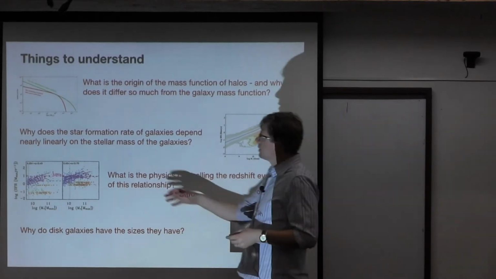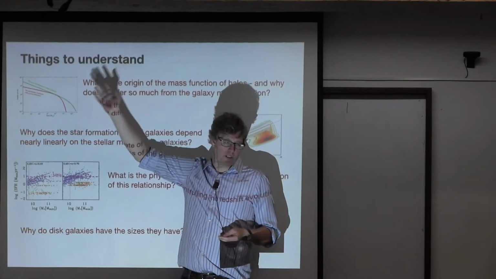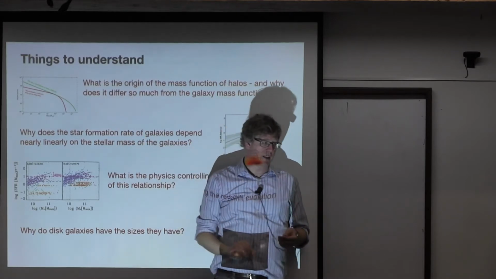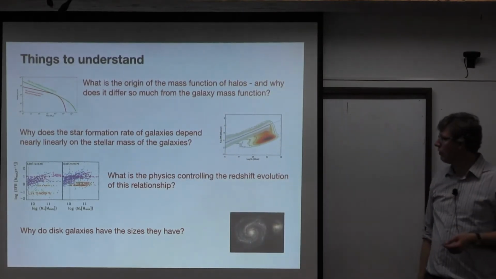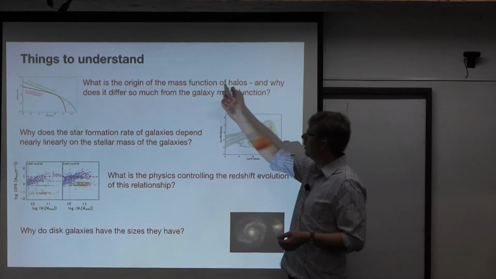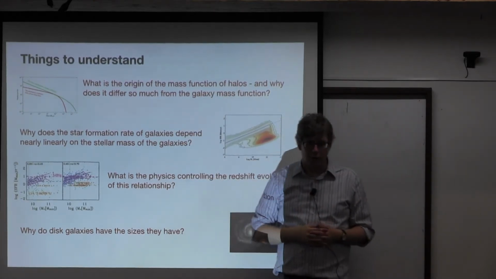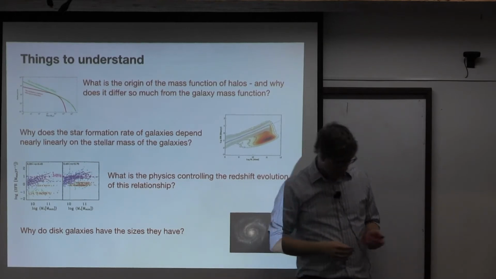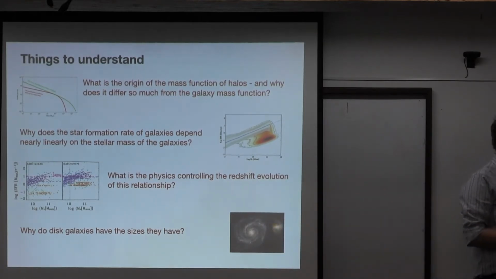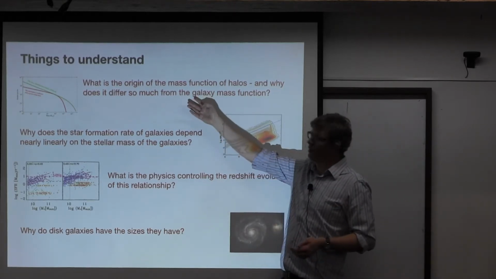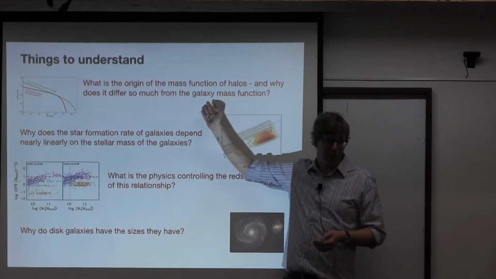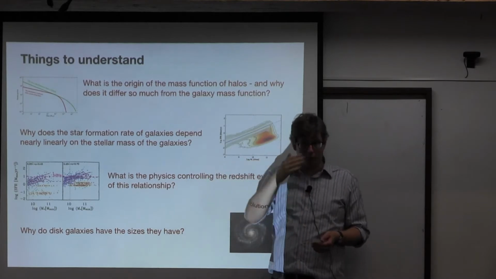So the first thing is, what's the origin of the mass function of galaxies? We'll do it in two steps. We will start with the mass function of halos, and that we will cover, I think, not to complete mathematical satisfaction, but well enough. And then we will talk about why it differs from the galaxy mass function in more detail than what I've done now.